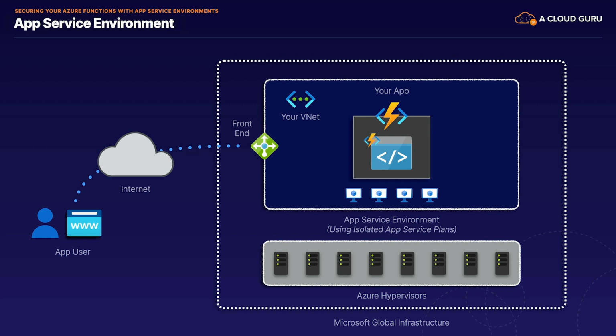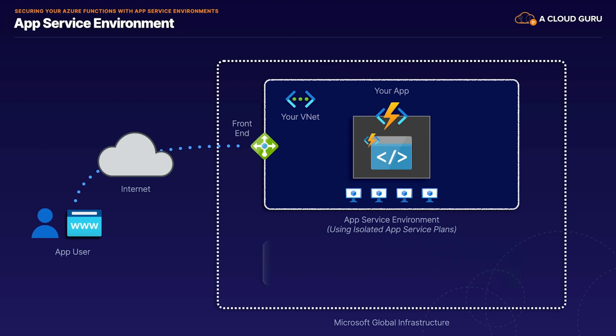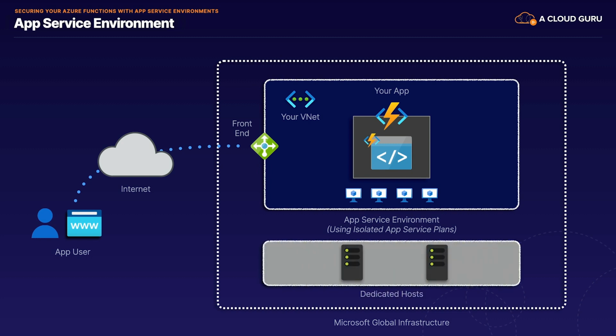And with version 3 App Service Environment, it's really simple to deploy. And if we want to take it to the next level, we can also actually use our own dedicated hypervisors through dedicated hosts. So that means you get full network isolation and full compute isolation as well. So really cool stuff, right? Why don't we hop on over to the Azure portal and actually take a look at how to configure this. You'll see it's really quite simple to get up and running.